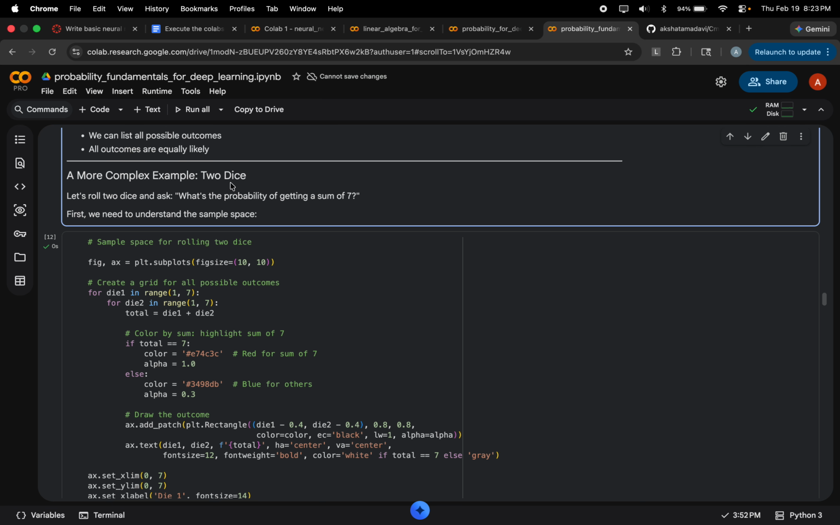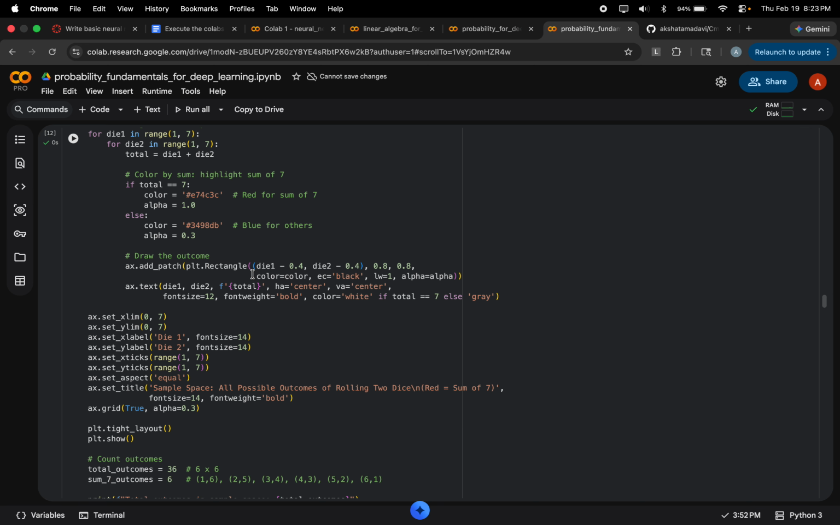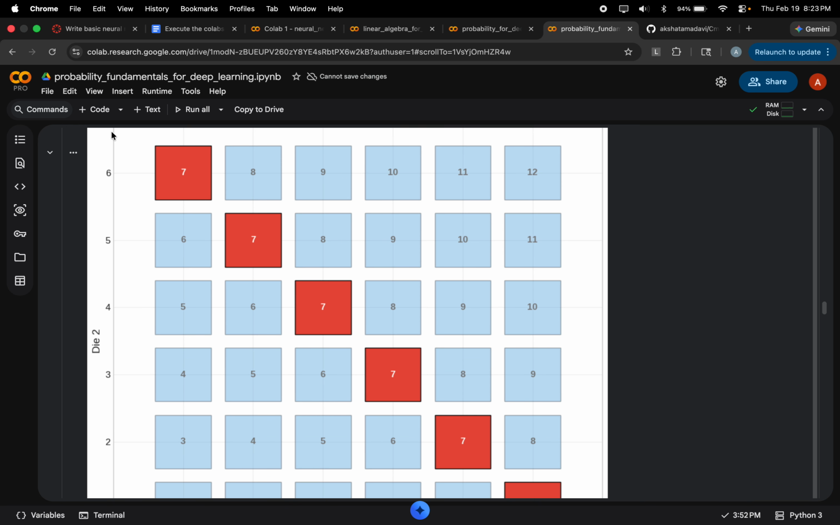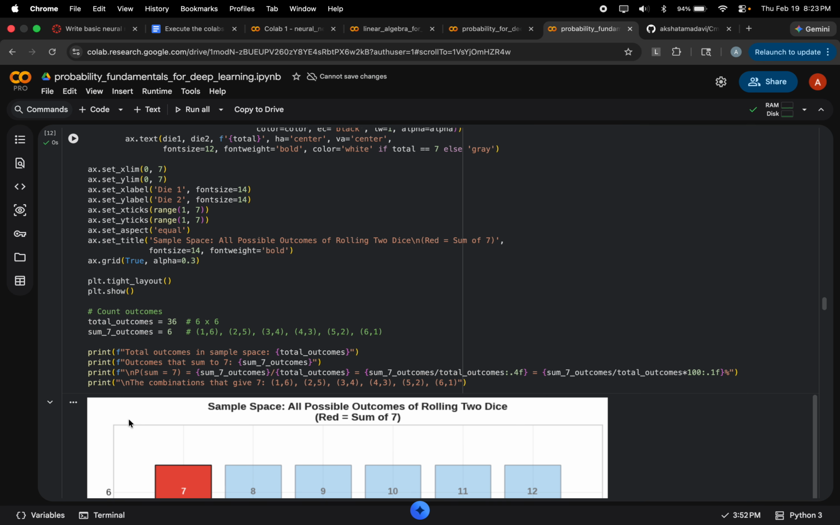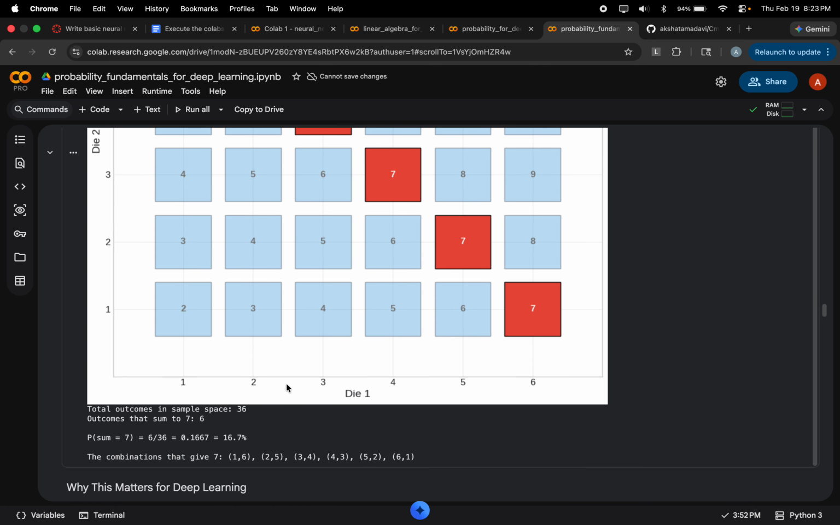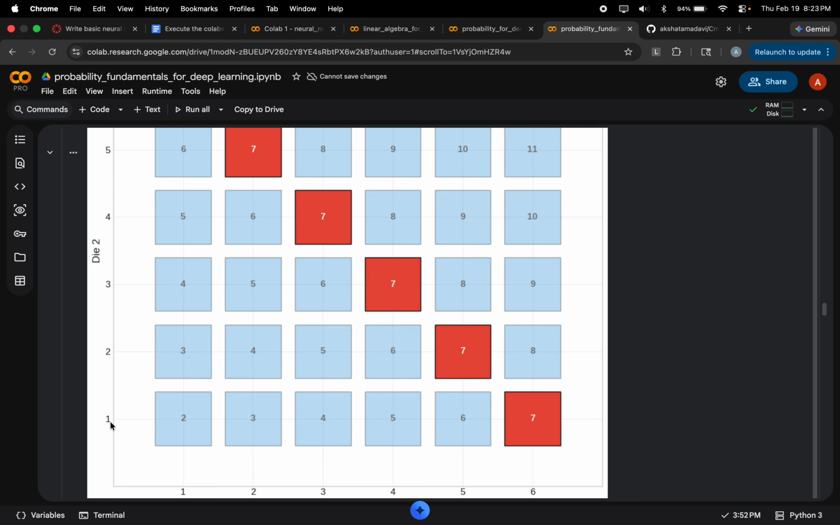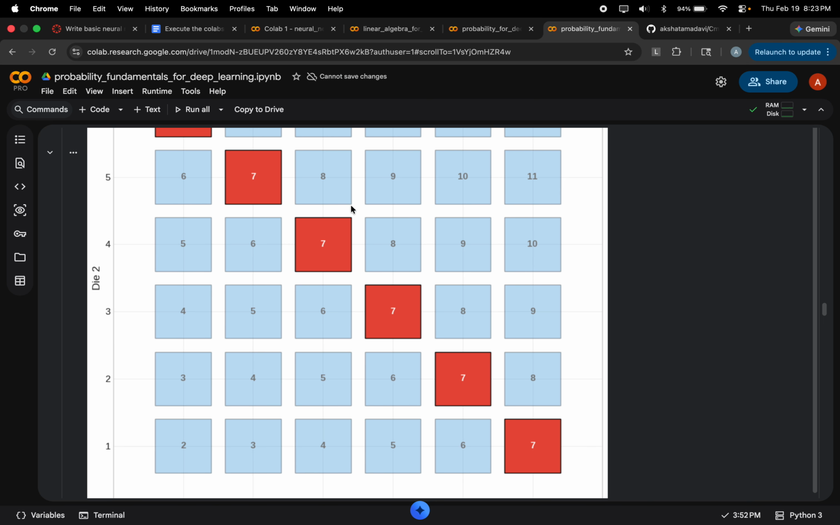A more complex example is 2 dice. Let's roll 2 dice and ask what's the probability of getting a sum of 7. First we need to understand the sample space. This is how the sample space will look. These are the outcomes of die 1 and die 2. If I get 1 on this die and 1 on this die, the sum is 2. And if I get 2 here and 1 here, the sum is 3. 0 will never happen because we have to roll both the dice together. So this is the sample space which we got.